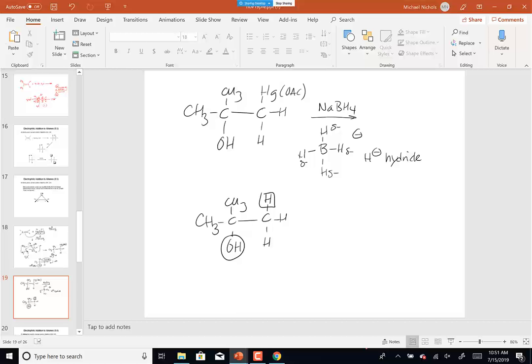So overall, what was this reaction? If you take your alkene and you add to it mercury acetate, then sodium borohydride, you're going to end up adding H and OH. Question number one: how are they adding, Markovnikov or anti-Markovnikov? It's Markovnikov. And stereochemistry-wise, 100% trans.